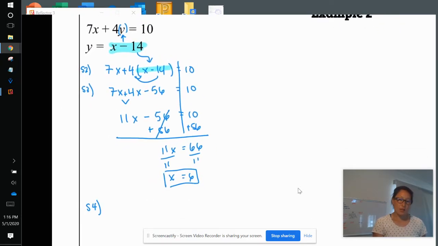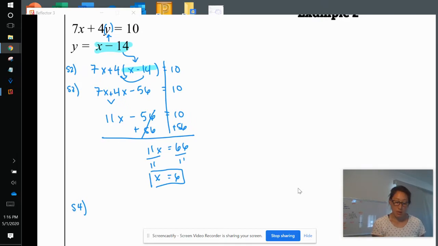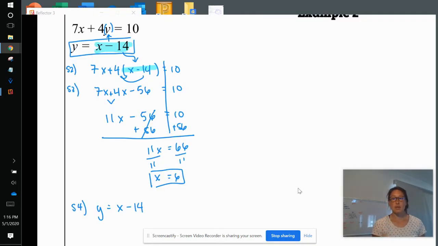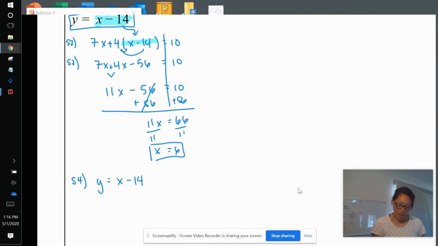You can choose either one that you want, but I can see that the second equation here, y is equal to x minus 14, already has the y isolated. So when I plug in 6, I'm not going to have to rearrange the equation. All right, so I get y is equal to 6 minus 14, and 6 minus 14 gives me y is equal to negative 8.